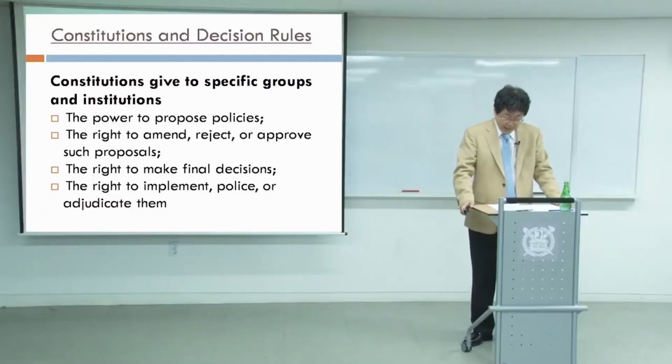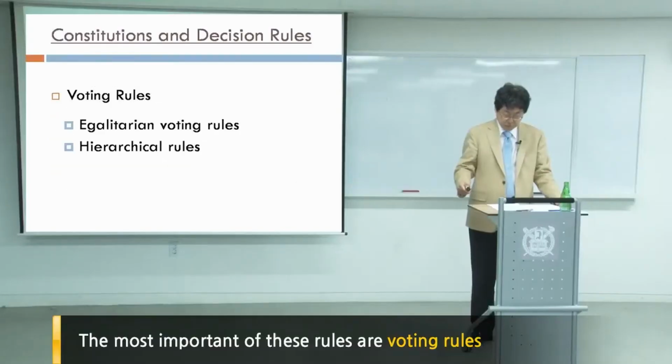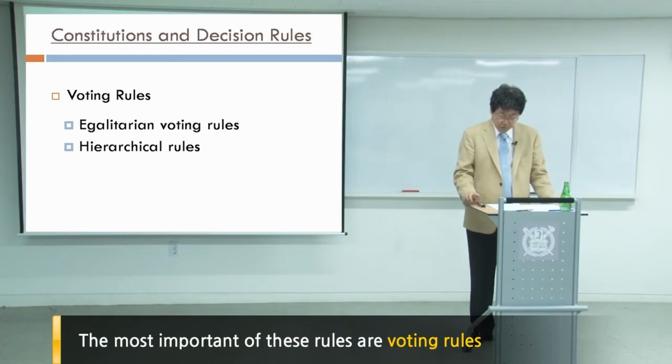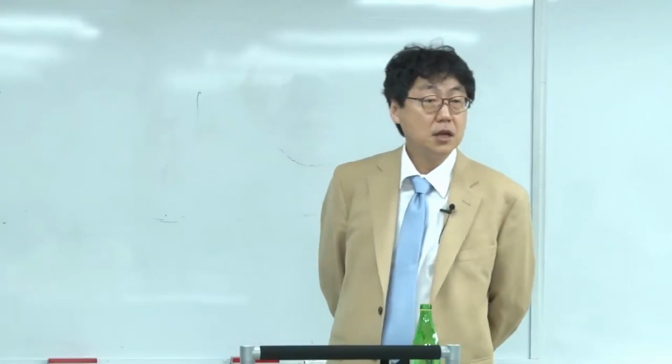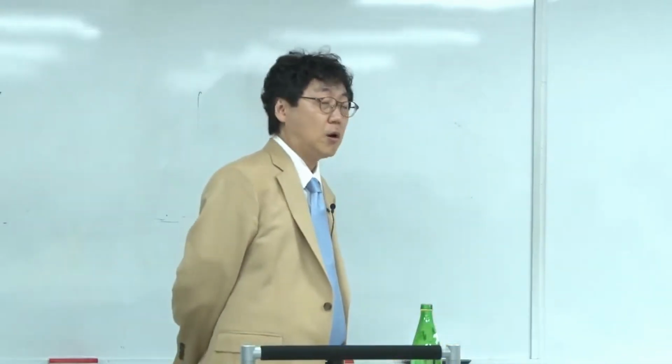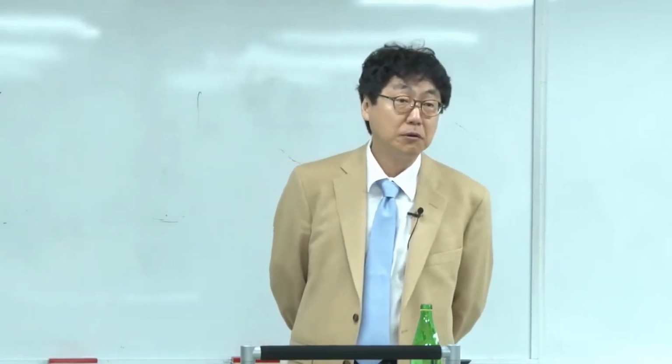And within any given branch of government, there are numerous rules that affect the policy-making process. And the most important of these rules are voting rules. That is, oftentimes when policymakers make policies, they vote too, right? So we need to understand their own voting rules.